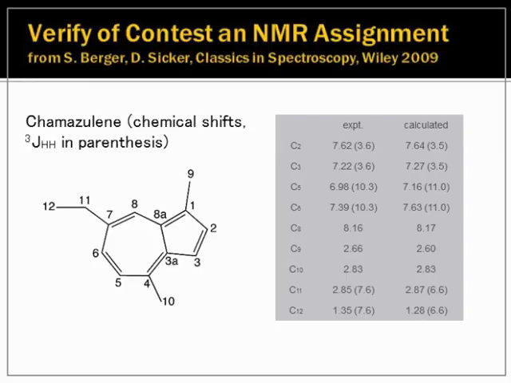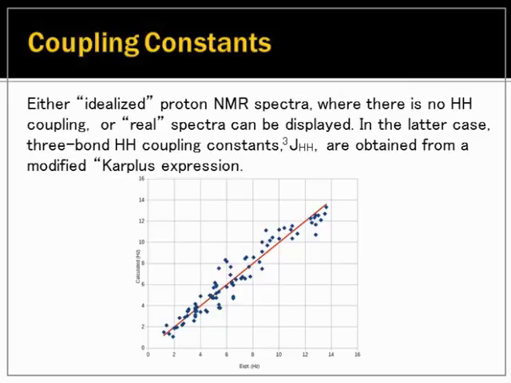I'll go back to chemazuline again. These are experimental shifts versus calculated ones, and they're essentially very good actually. Now, I bring this up because I want to discuss one more thing. I put the 3-bond coupling constants in parentheses. These have actually been determined empirically.